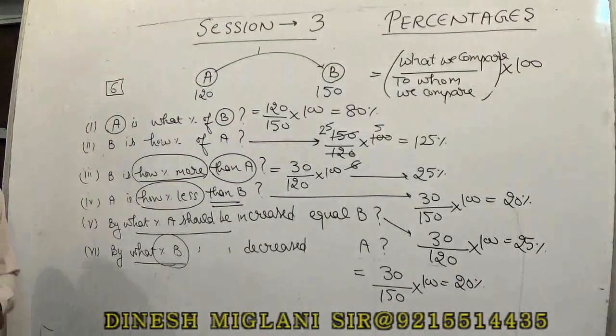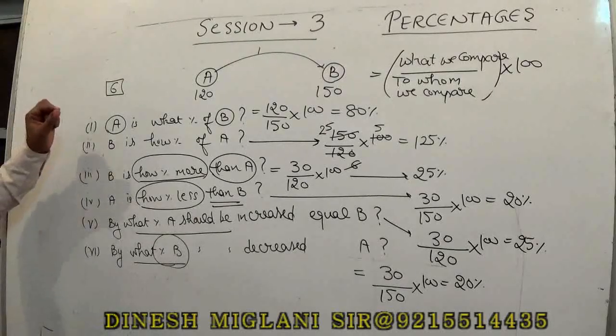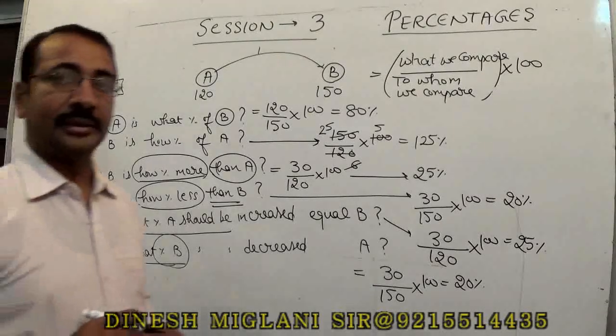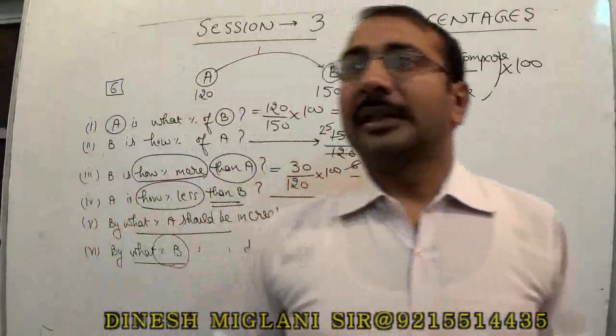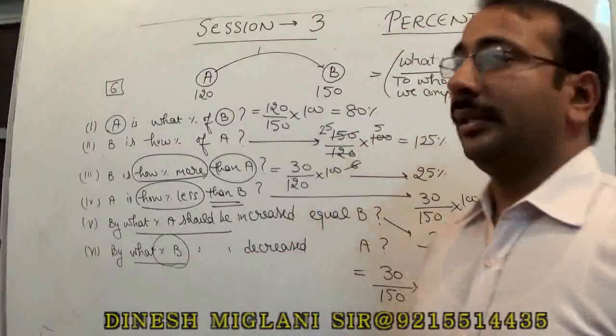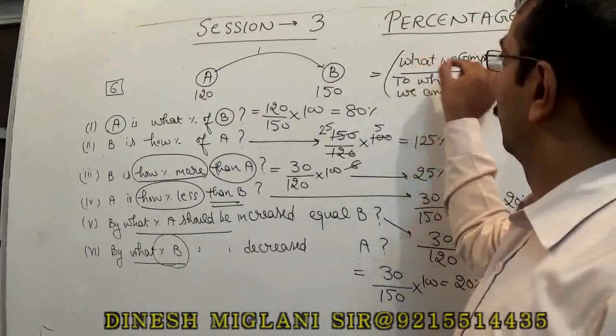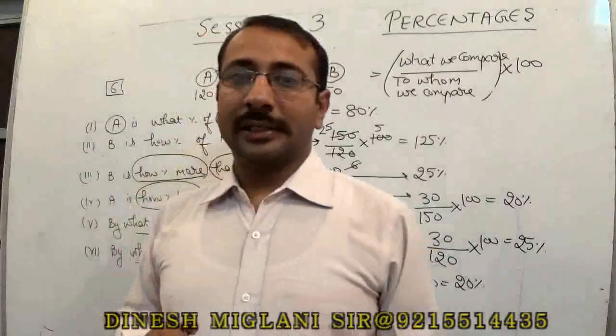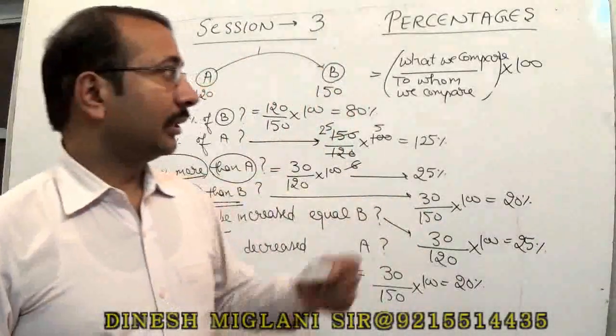Again, have a look at these questions. These are 6 basic questions of percentages. Whenever 2 quantities are given to you, and you have to make a comparison between them, the comparison can be made in this way. What you are going to compare comes in the numerator, and to whom you are comparing comes in the denominator, into 100.